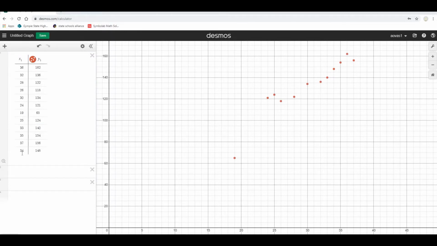So I've entered my temperature, my X values, the number of drinks sold for my Y values, and you can see that it's plotted the points on my scatter plot. Now please note that I have already adjusted the scale of my window to match the range of my values. Looking at this data, you can see that there is a positive trend and it does look like there is a linear relationship.